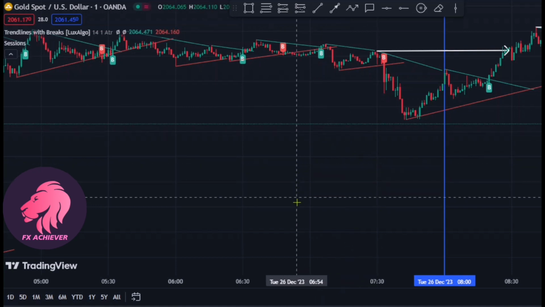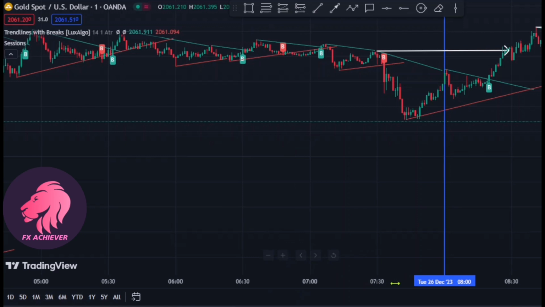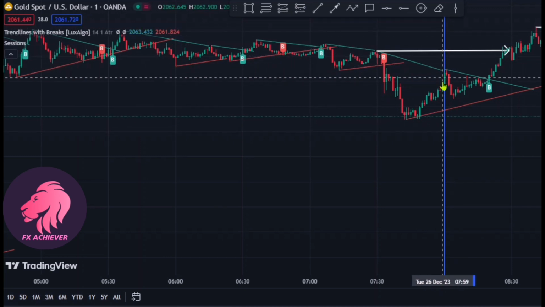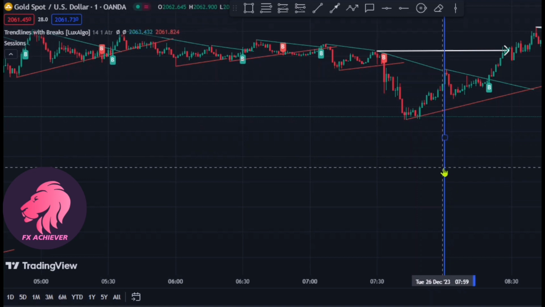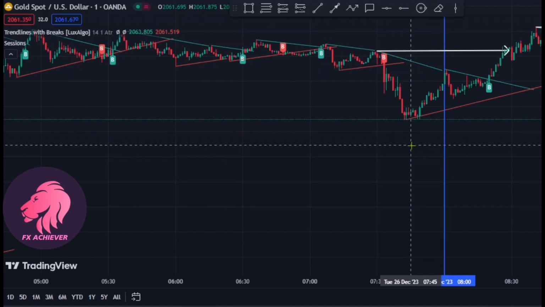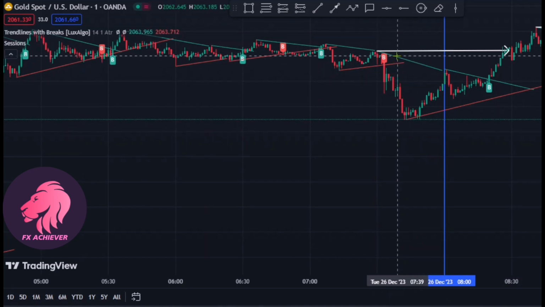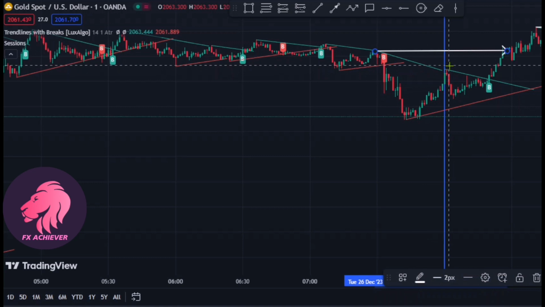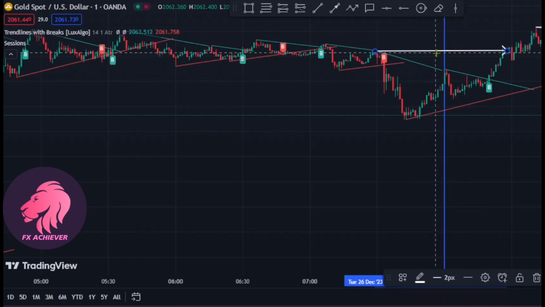As you can see now, the date is currently the 25th of December, and on this blue line here, this is where I usually begin my trading session. Before I begin trading, I mark the highest points that need to be broken, or which have a possibility of getting broken during my session. So I use this arrow here.